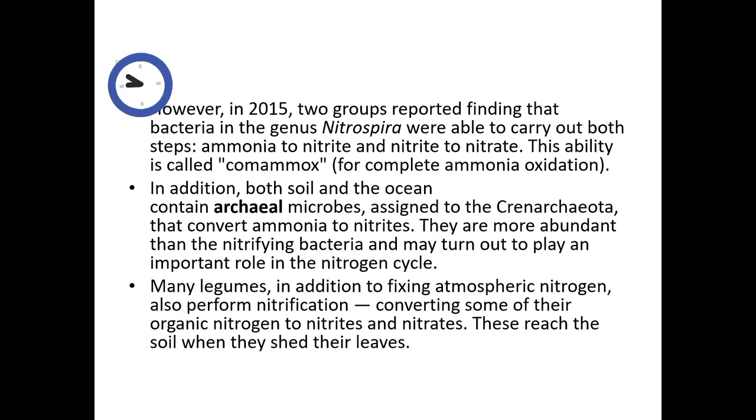cycle. Many legumes, legumes meaning plants that bear legume or pod fruit. Examples of the leguminous plants are sweet pea, all the pulses, and senna. So these legumes, in addition to fixing atmospheric nitrogen, also perform nitrification, converting some of their organic nitrogen to nitrites and nitrates, and these reach the soil. When they shed their leaves, these leaves further help in the nitrification process.